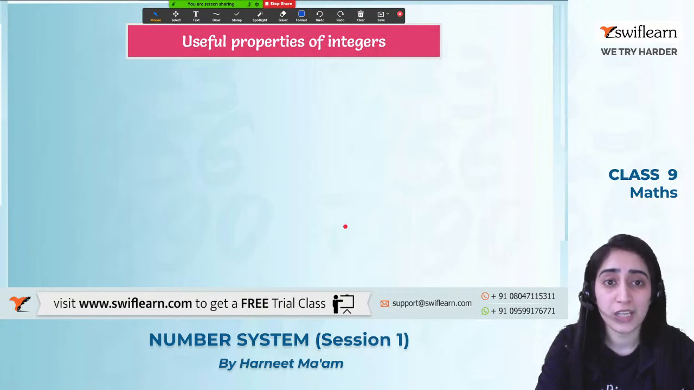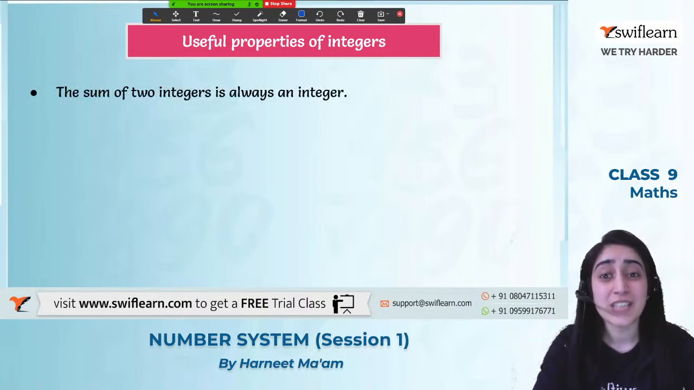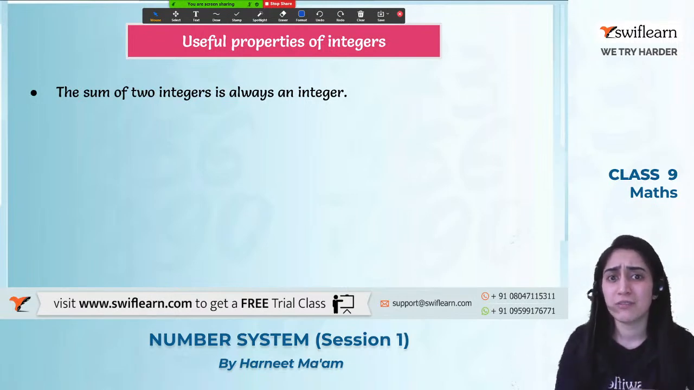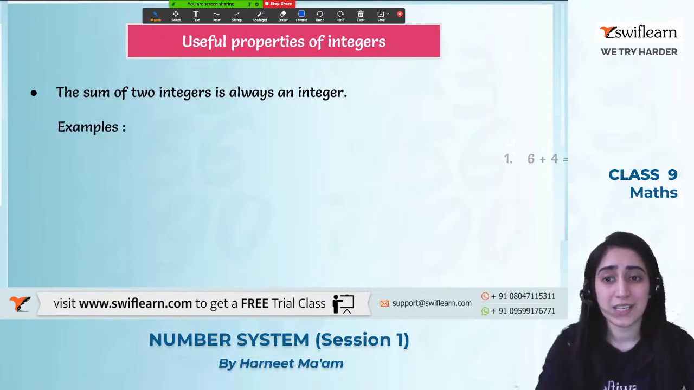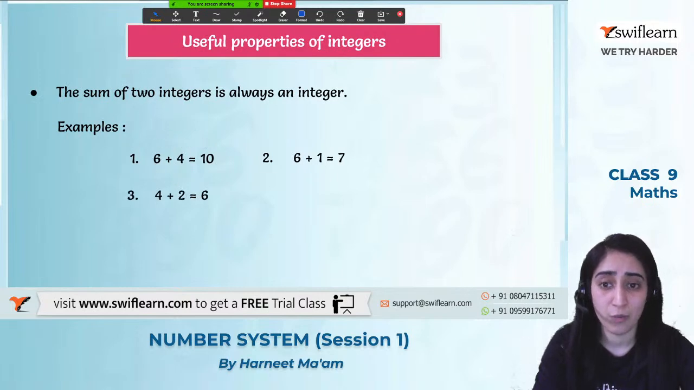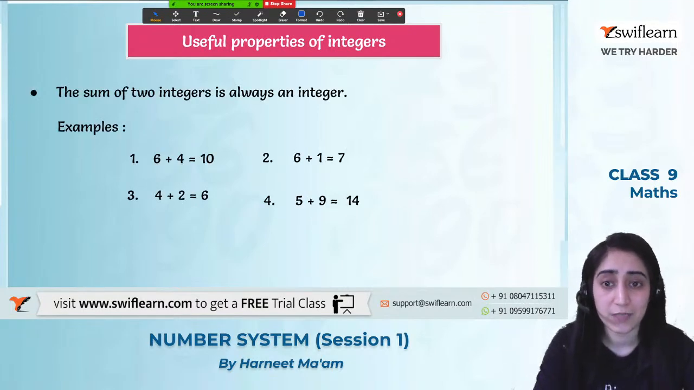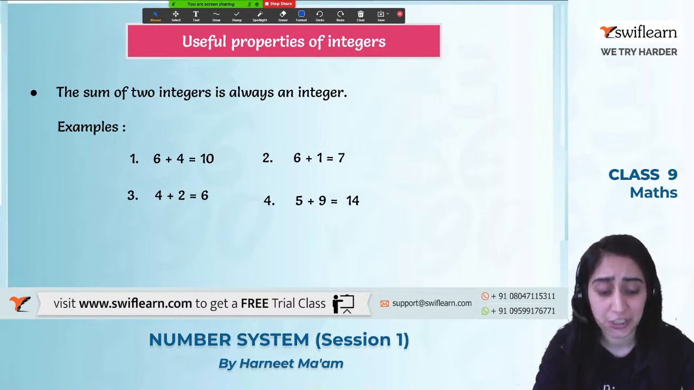Now, useful properties of integers. That is very important, and you should understand what the properties are, because these are the properties that are used in the questions. So concentrate more. The sum of two integers will always be an integer. If I add two integers, let it be 1 and 2, will it be some rational number or something else? No, it will be an integer, 3. For example, 6 plus 4 comes out to be 10, an integer. 6 plus 1 is 7, 4 plus 2 is 6, 5 plus 9 is 14. Clear? So addition is clear: when we add two integers, we always get an integer.